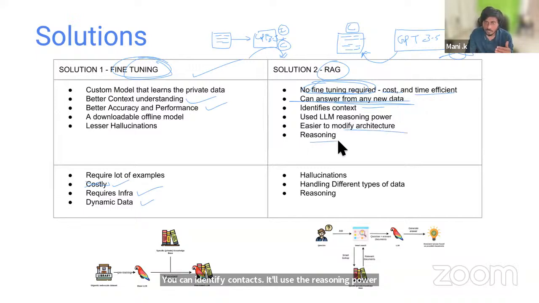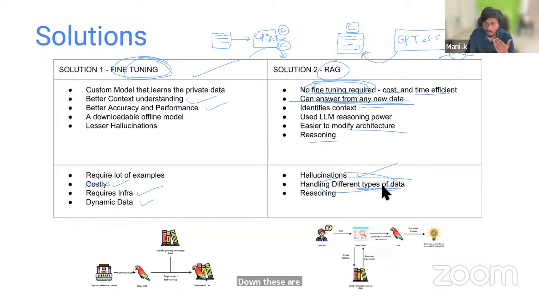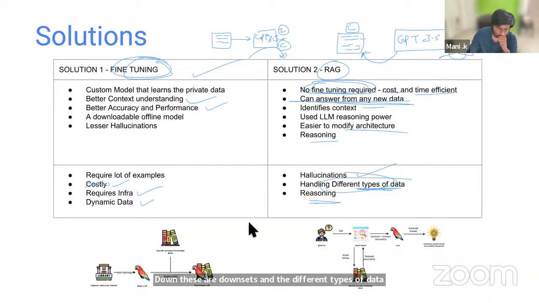It's easy to modify architecture, reasoning is good. Hallucinations are downsides. There are different types of data it can't handle, but there are many alternatives now. Reasoning is better. So this is how it is.